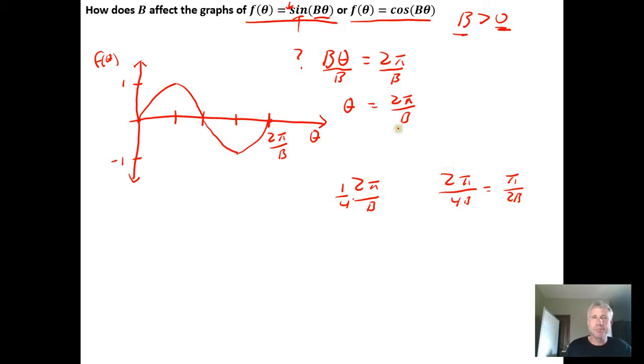So here I have pi over 2 times b, 1 pi over 2 times b, 2 pi over 2 times b, 3 pi over 2 times b, and this here will be 4 pi over 2 times b, which simplifies to 2 pi over b, which is how I labeled that tick mark.